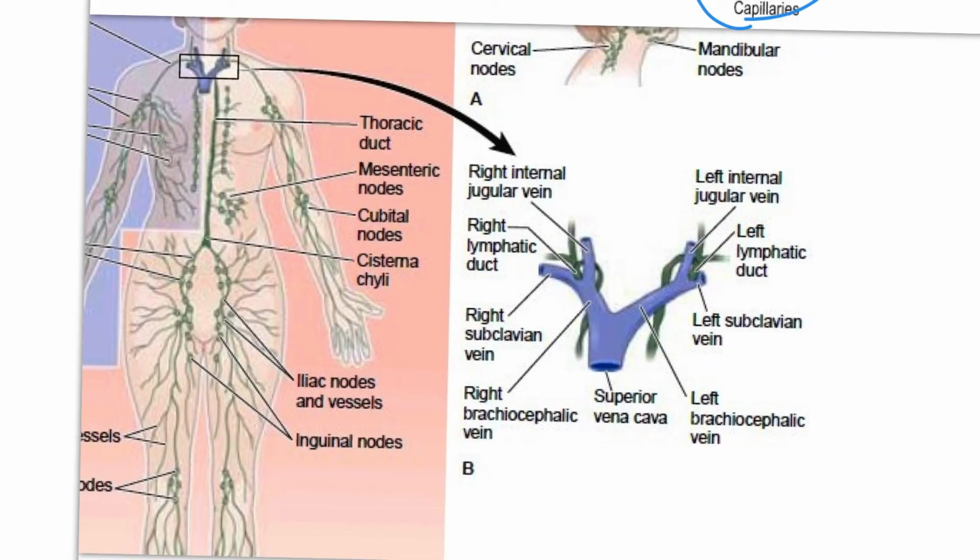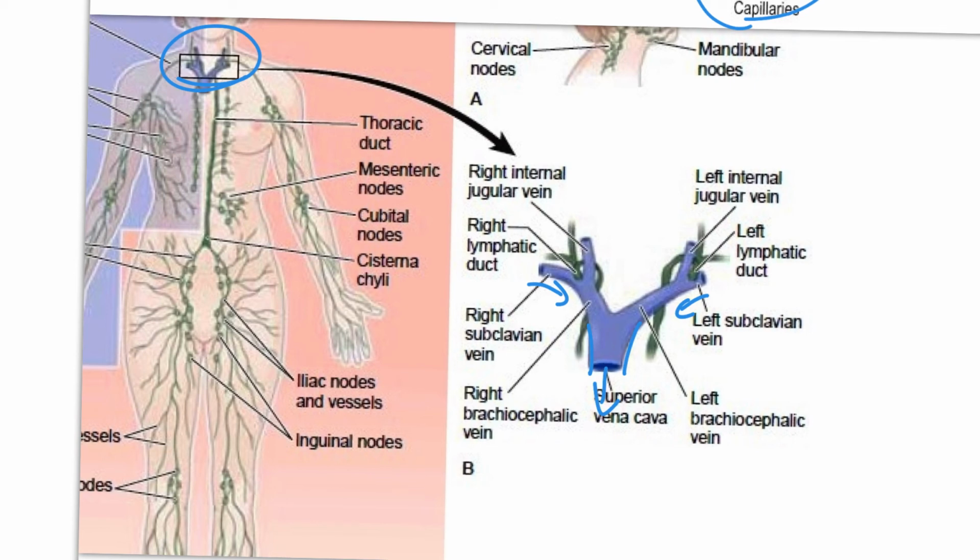So let's take a look at this diagram here. You don't need to imagine it, you can see it here. Here's our superior vena cava, and we know our superior vena cava is going to lead down into our right atrium, and the right and the left subclavian vein feed into the superior vena cava. So just up here at the neck, that's where we are.